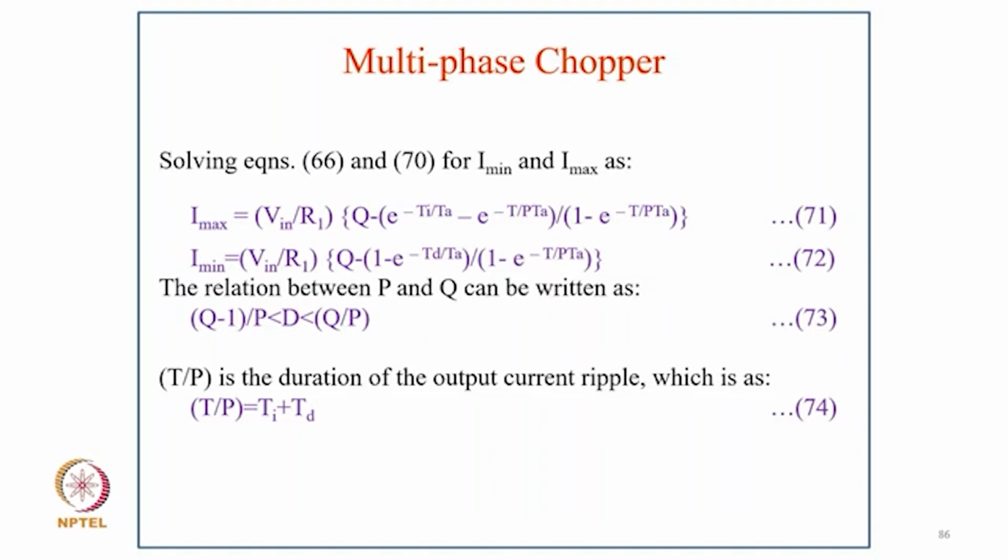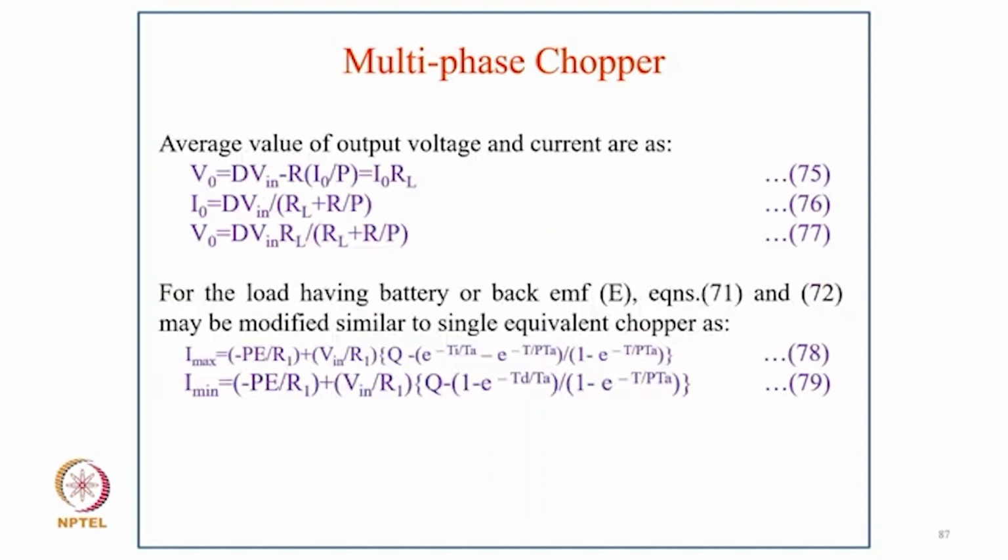So the relation between P and Q can be written as (Q - 1)/P, the duty cycle varies from (Q - 1)/P to Q/P. So T/P is the duration of the output current ripple, which is T/P = Ti + Td. The average values of the output voltage and current are V = D Vin - R Io/P, that is Io RL, and Io = D Vin/(RL + R/P), and V = D Vin RL/(RL + R/P).